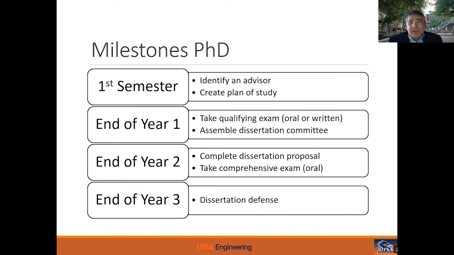So this is essentially what I was referring to as a timeline. First semester, we want you to come in, identify your advisor, and start thinking about your dissertation topic and forging a plan of study. End of year one, you need to take your qualifier exam. End of year two, you need to have forged a dissertation plan to the point where you can take your comprehensive exam to defend your dissertation proposal. And then that gives you an additional year focusing on your dissertation, and you should be in a position to defend at the end of year three.